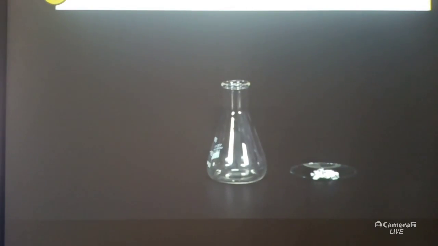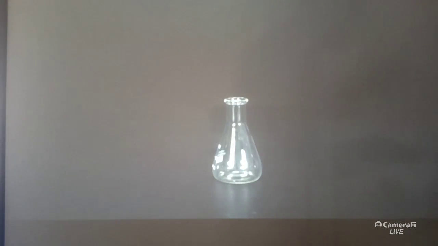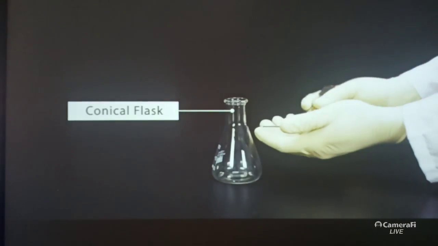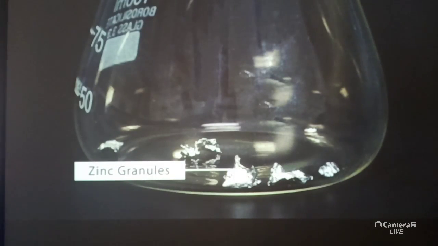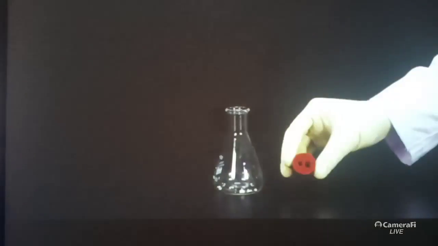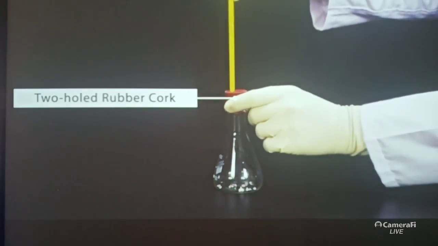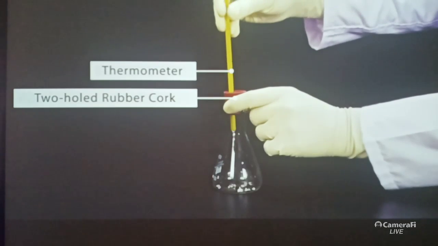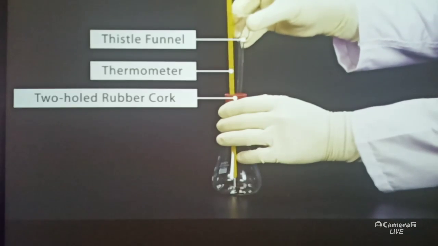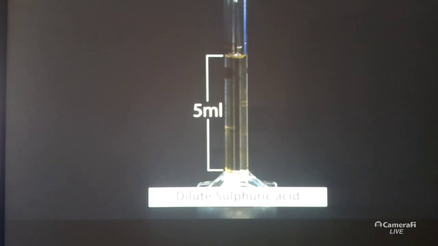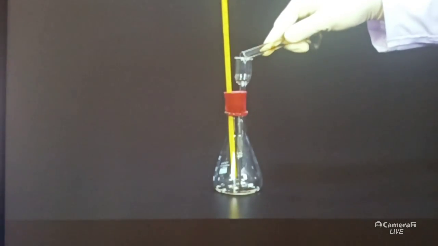Let us see what a chemical reaction is through an experiment. We begin with some zinc granules in a conical flask. These granules are blue-gray in color. Fit a 2-hole rubber cork on this flask. Then we fit a thermometer into one hole of the cork and a thistle funnel into the other hole. Next, pour 5 ml of dilute sulfuric acid into the conical flask through the thistle funnel.